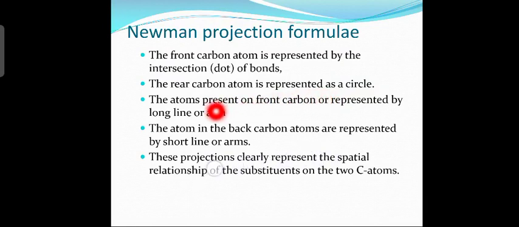The circle indicates another carbon atom. The atoms present on the front carbon atom are represented by a long line or arm, that means a long bond. This we are going to see in the next slide. The atoms on the back carbon atom are represented by a short line. So whatever atoms are linked to the back carbon atom, that means to the circle, they are represented by short lines. These projections clearly represent the spatial relationship of the substituents on the 2 carbon atoms.